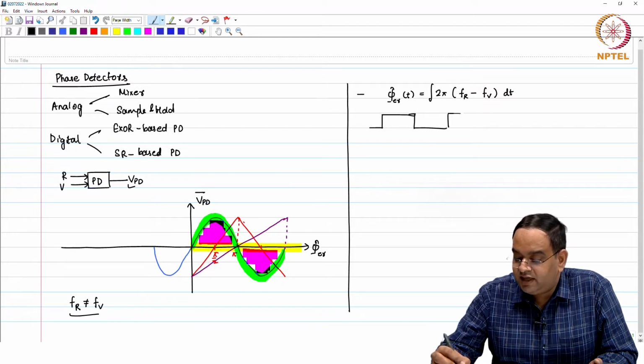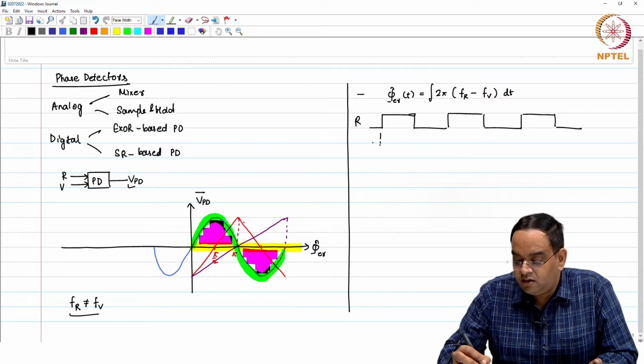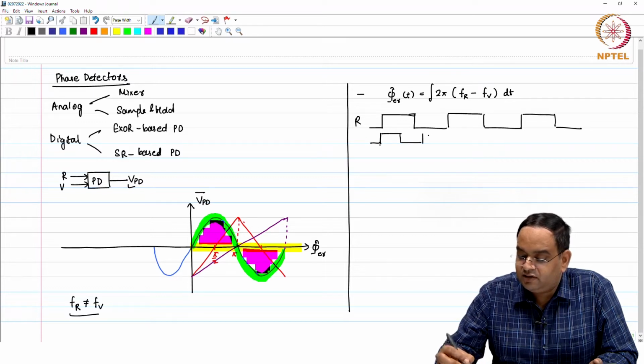You have, let us say, SR flip flop based, and this is the R signal, and then I have the V signal. Maybe it can start at the same point, but you can have this as the V signal.